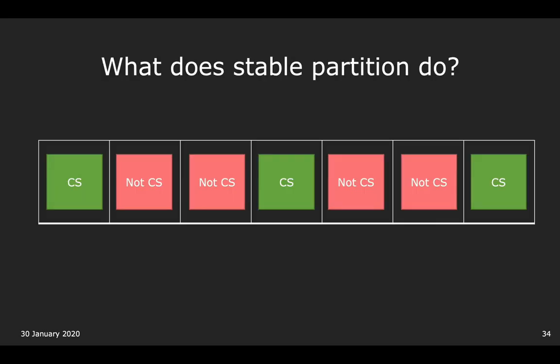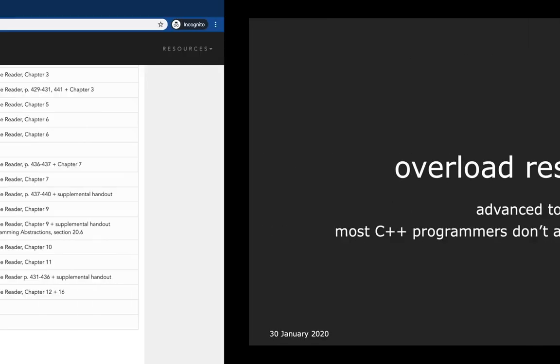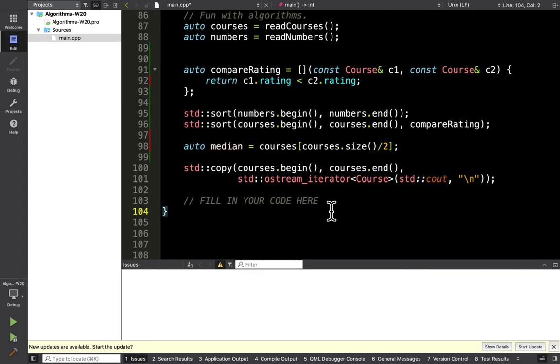Okay. Stable partition. So stable partition is really cool in that it looks at all the elements for which the predicate returns true, looks at all the elements for which the predicate returns false, and it rearranges the vector so that all the ones that return true are at the beginning, all the ones that return false are at the end, and the internal order among the ones that return true and among the ones that return false is the same order in which they were before. Does that make sense?